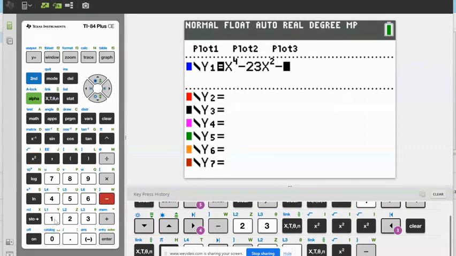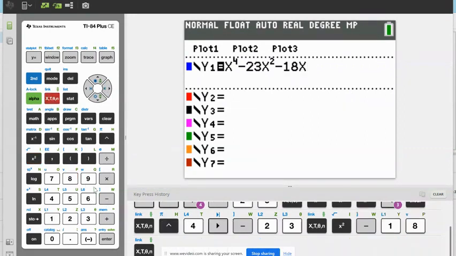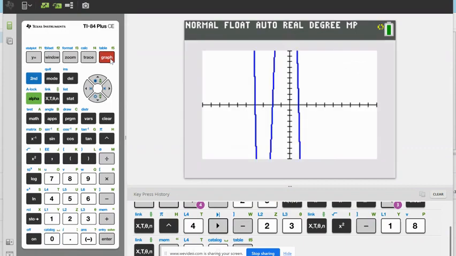All right, minus 18x plus 40. Do we all have it entered? Yeah? Okay, then what you're going to do is press graph. What's going on over here? Does yours look like mine? Yes. Good. Now, do we all agree we're not able to see the full graph?